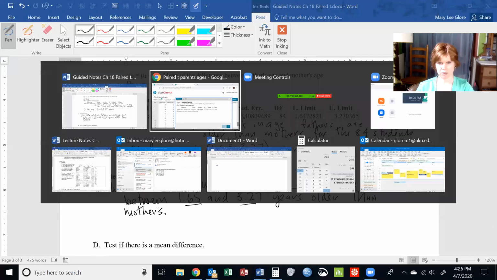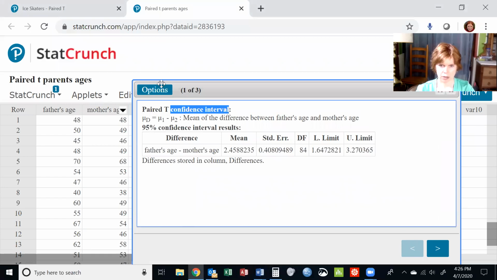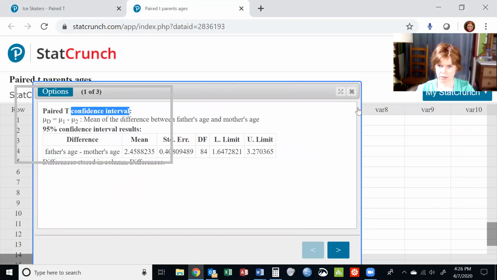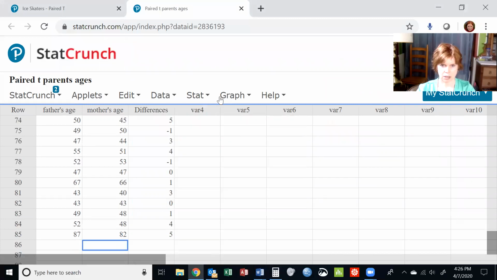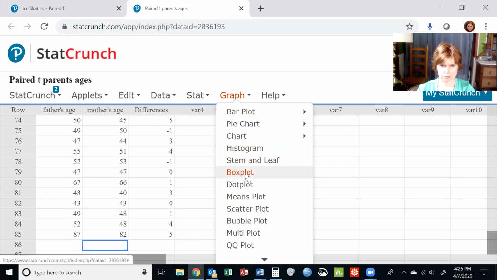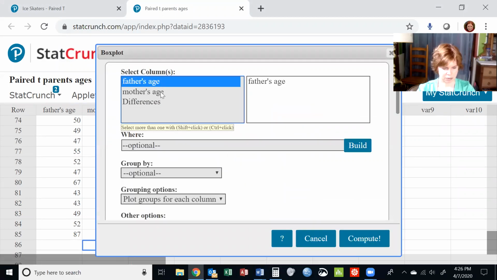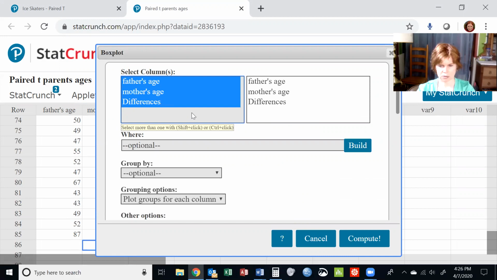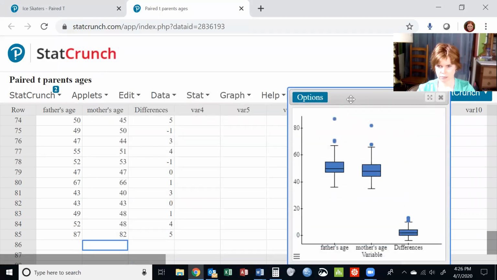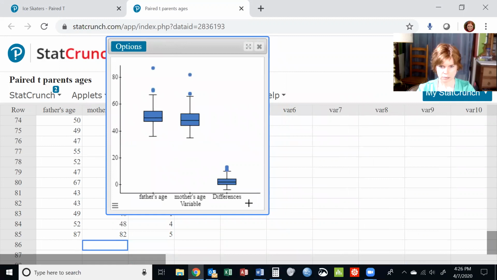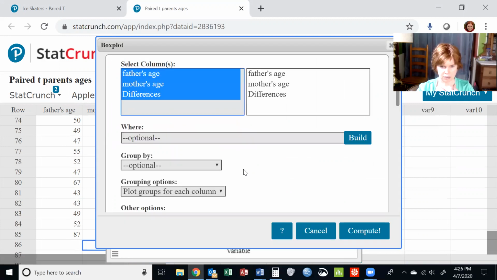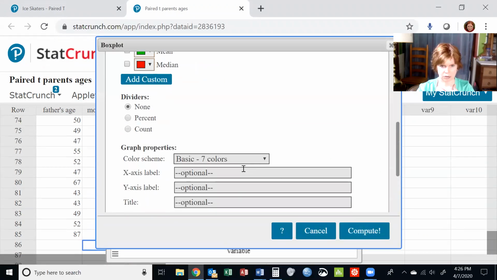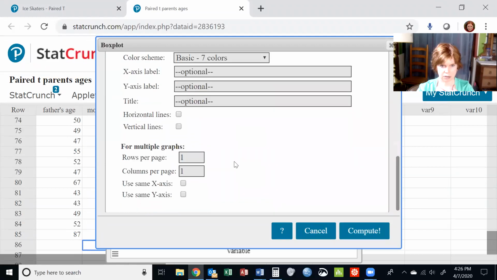All right, I'm going to show you something. So I'm going to do a graph. I'm going to do a box plot with all three of these things: father's age, mother's age, and the difference. I'm also going to add horizontal lines. I want to look at compared to zero. There they are.